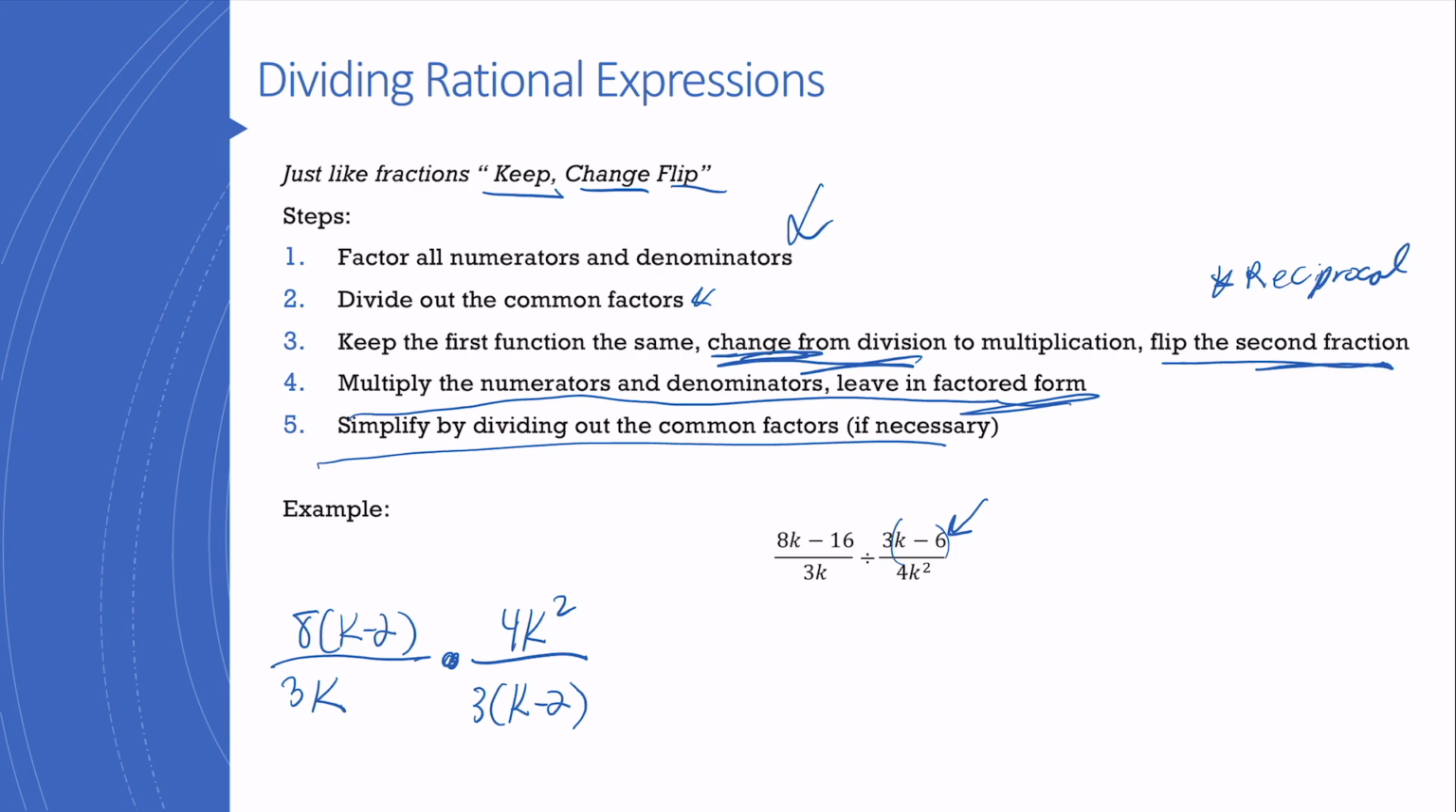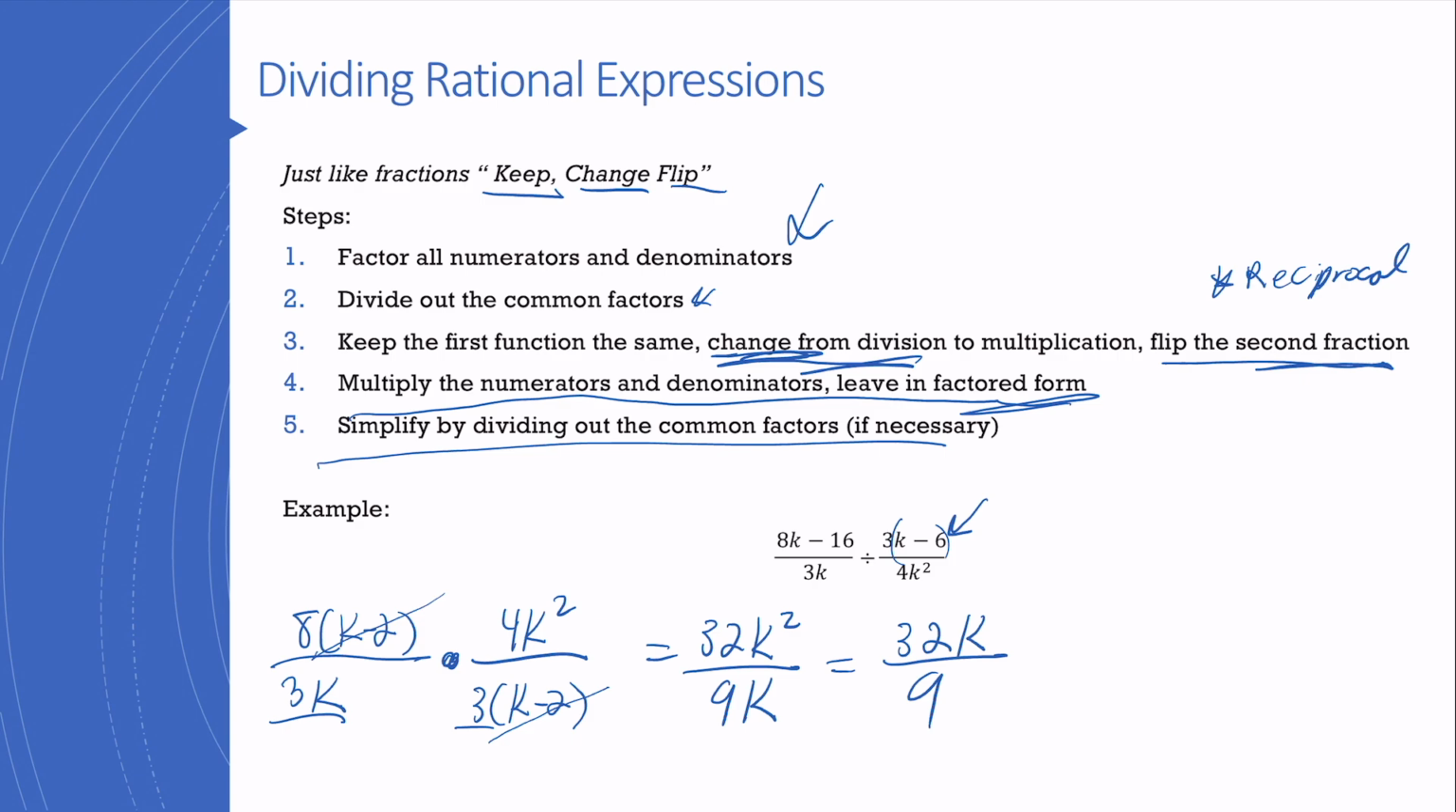When I multiply across, we can see these k minus 2's are going to cancel. That leaves me with 8 times 4, which is, it's been a long day, 32k squared over 3k times 3, that's 9k. The only thing that's going to simplify out is that k, so I have 32k over 9.